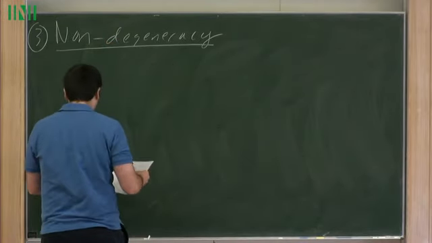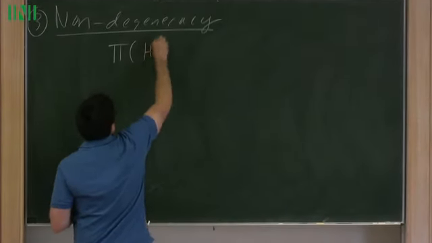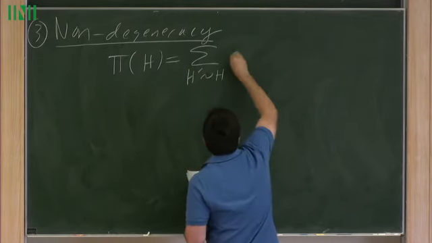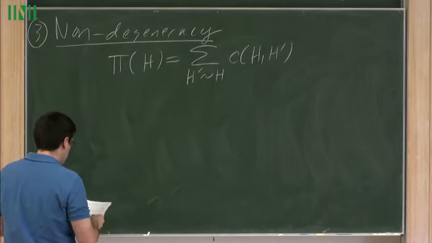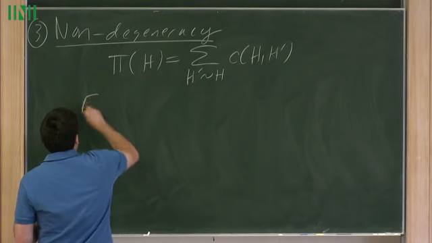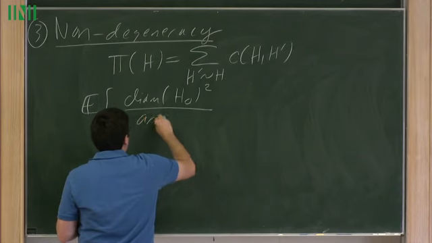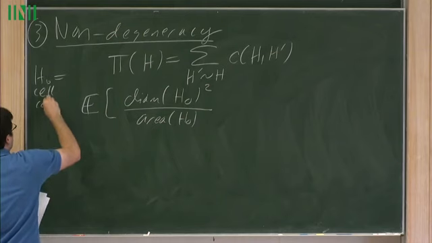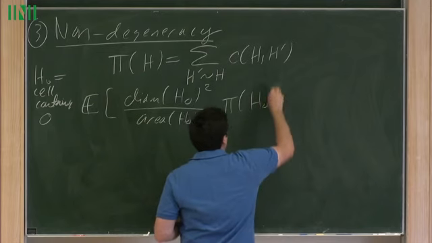And what the non-degeneracy condition says is that if I define pi of a given cell to be the sum over all cells which are adjacent to my given cell, I just take the sum of the conductances, then one part of the non-degeneracy condition is that the expectation of the diameter of a cell squared divided by its area, where I'm looking at a particular cell, H0, the origin containing cell, times this stationary measure, is going to be finite.